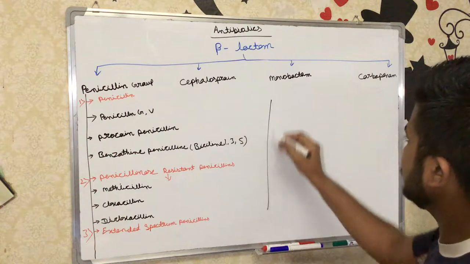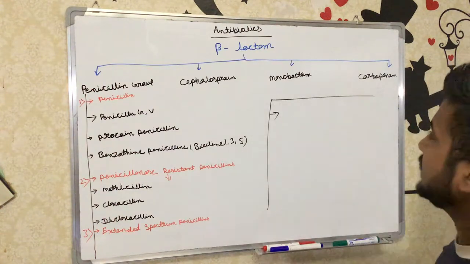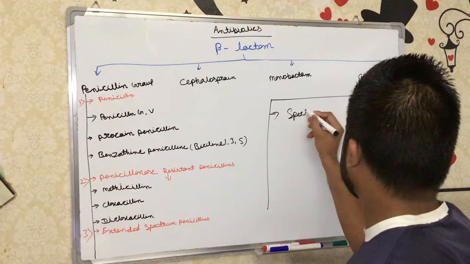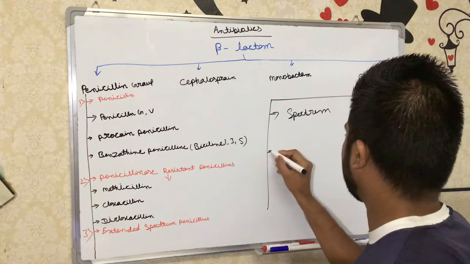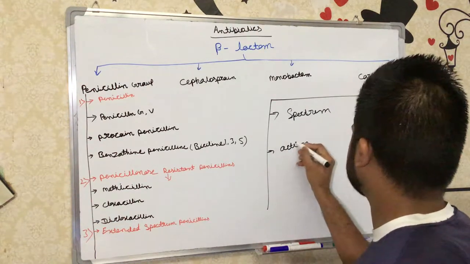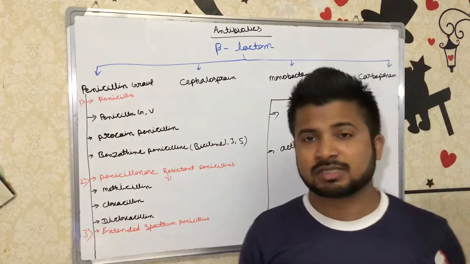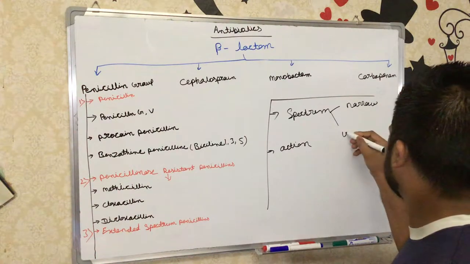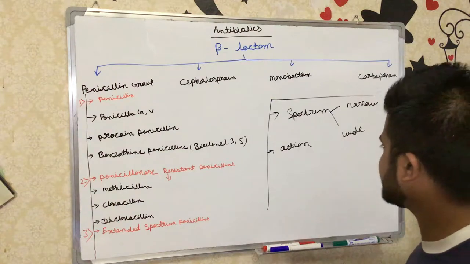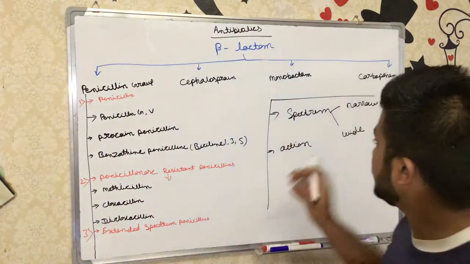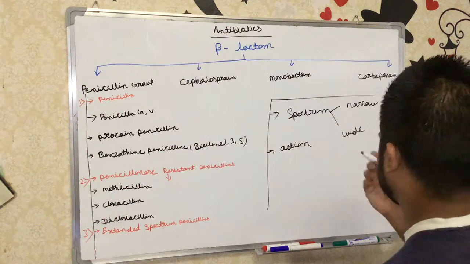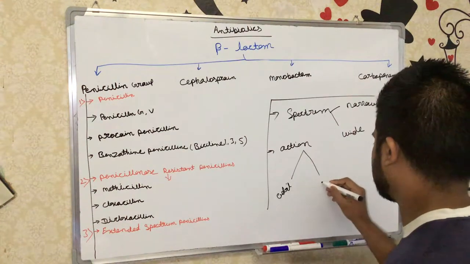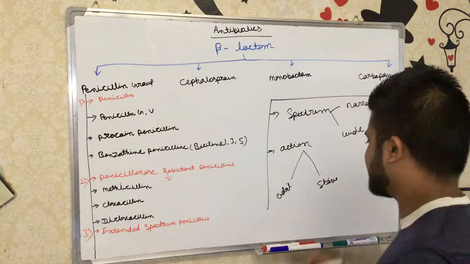As I said last time also, antibiotics depend upon two types. First of all, according to the spectrum, and the action. What is the spectrum? The spectrum is further divided into two parts: narrow and wide spectrum. Then the action is also subdivided into two parts: bactericidal and bacteriostatic, meaning bacteria-killing and bacteria-suppressing.